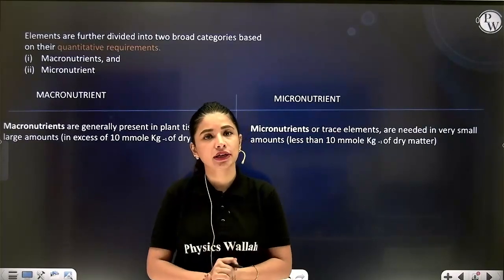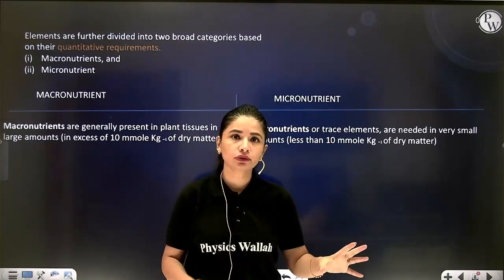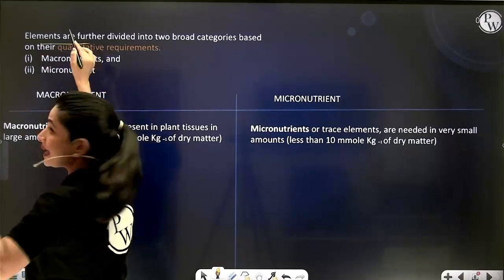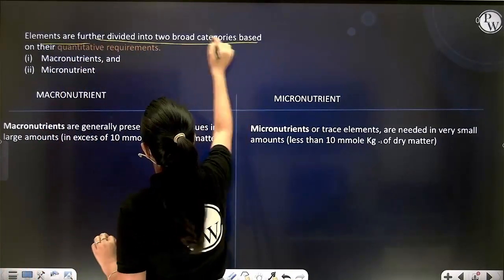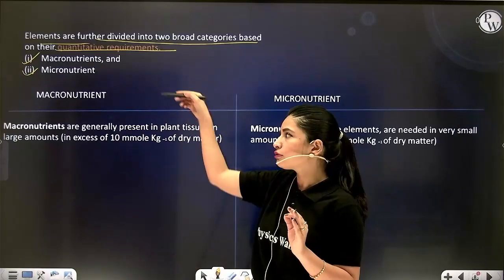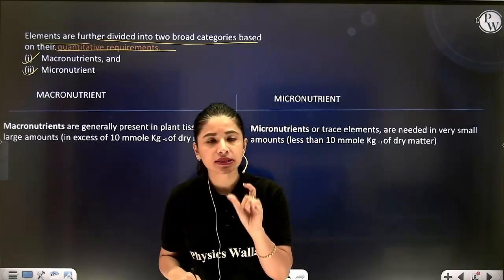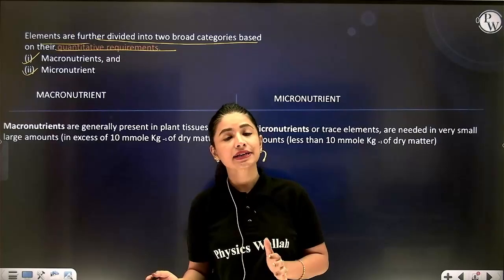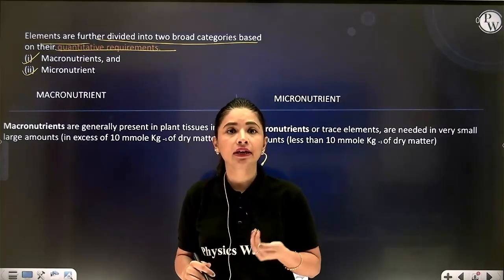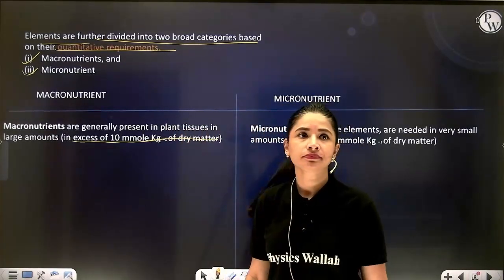First of all, these 17 essential elements, on the basis of their quantity of requirement, can be of 2 types, macronutrients and micronutrients. So these essential elements can be broadly divided into 2 categories on the basis of their quantitative requirement, macro and micro. Now what do you mean by macro? The term macro itself means large. So those essential elements which are required in excess of 10 millimole per kg of dry matter. Please remember this line. Very important.